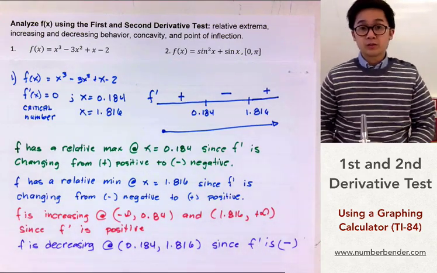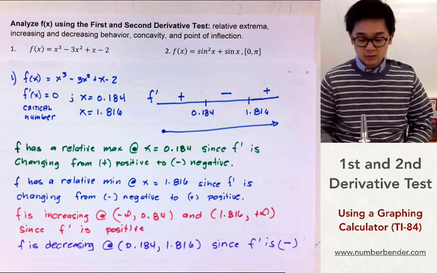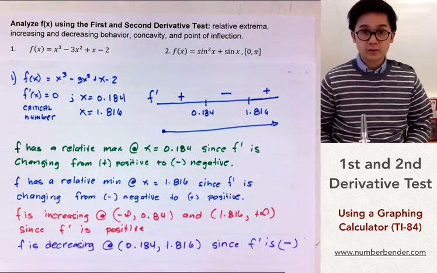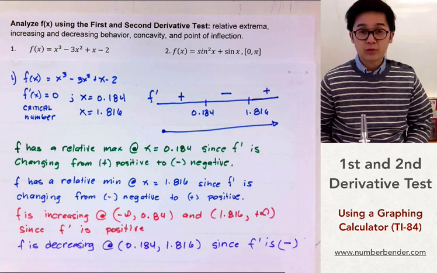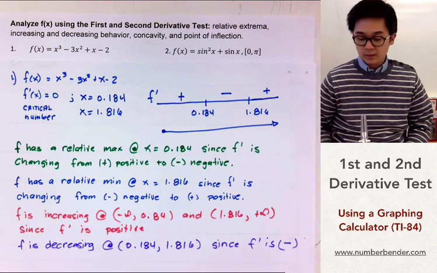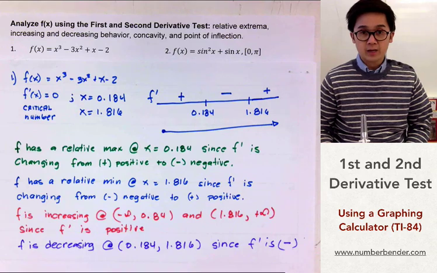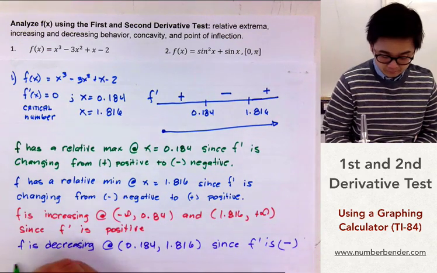So this is our first derivative test using our calculator. So we're able to generate the sign chart by just looking at the derivative graph of our function using the TI-84. Now let's go ahead and start with our second derivative test for concavity and for point of inflection.